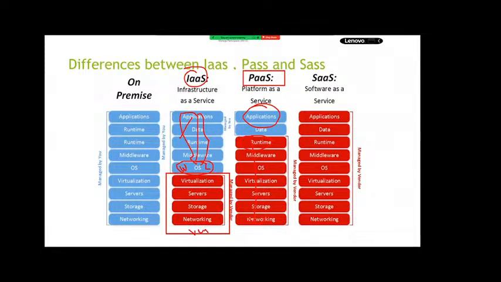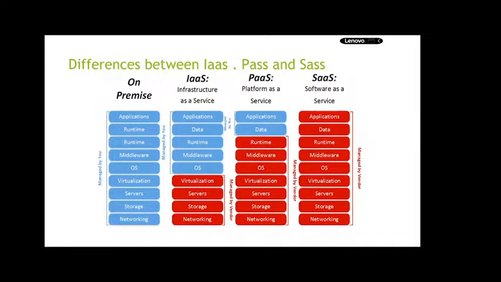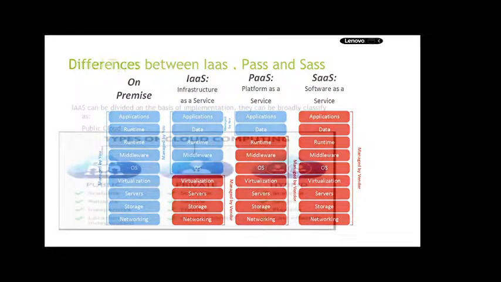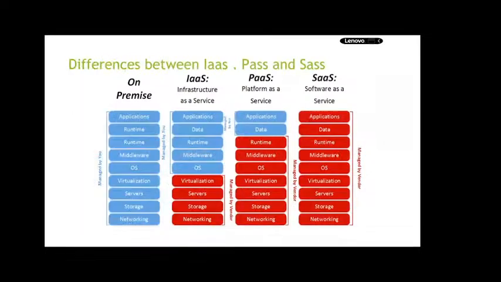Next, software as a service. See, nothing is in your hand. Everything is managed by the vendor. Just you have to consume whatever they have provided. That's it. That is about the difference between on-premises and cloud computing. Okay, next.